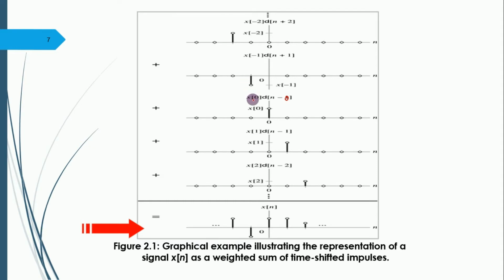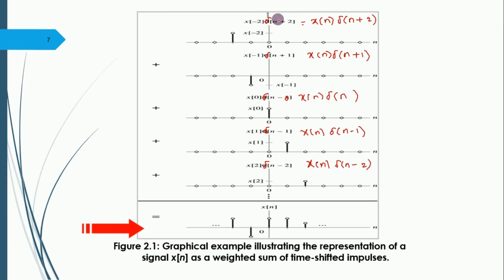So, x of 0 delta of n minus, these are deltas. This is x of n delta of n plus 2. This is x of n delta of n plus 1. This is x of n delta of n, that's it, n minus 0 or n plus 0, whatever, just n. x of n delta of n minus 1. x of n delta of n minus 2. So just have a check. This is just x of n.